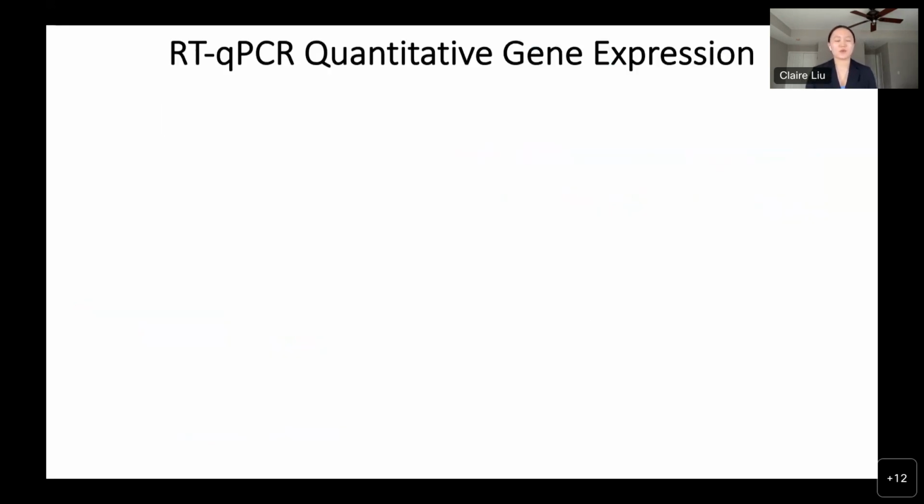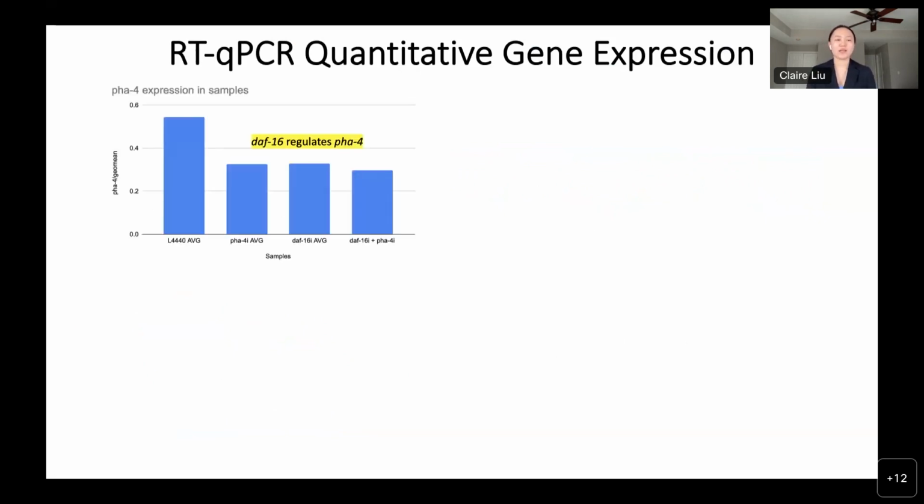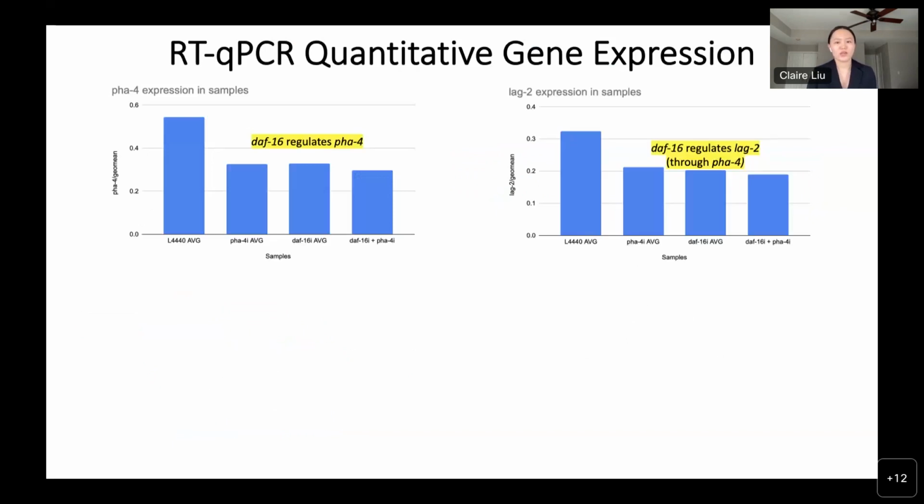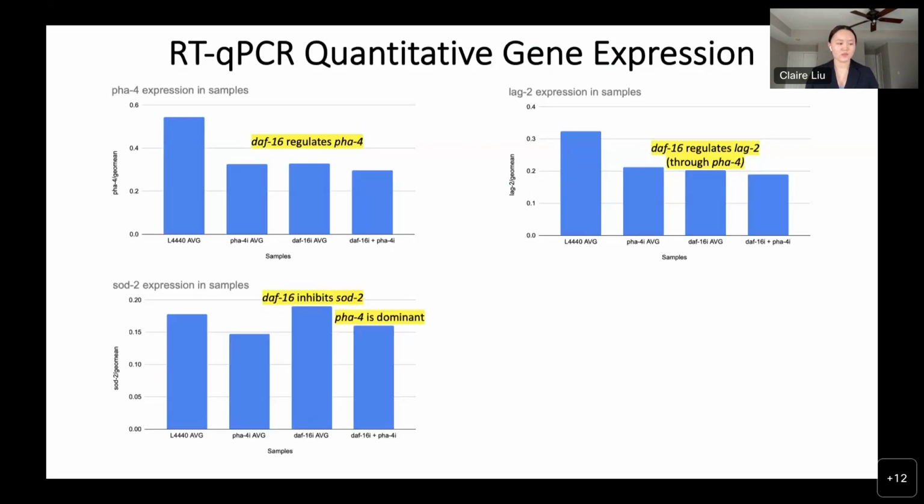And from this test, we were able to quantify gene expression and turn them into bar graphs. In the FOF4 expression bar graph, the data suggests that DAF16 is a regulator of FOF4. In the LAG2 expression bar graph, we can see that DAF16 also appears to regulate LAG2, but possibly through FOF4. In the SOD2 expression graphs, interestingly, DAF16 appears to inhibit SOD2 expression, even though the FOF4 effect seems to be dominant when we look at the double knockdown.